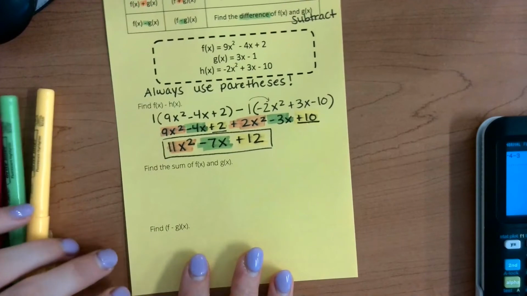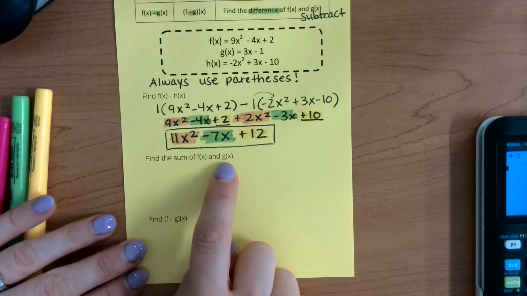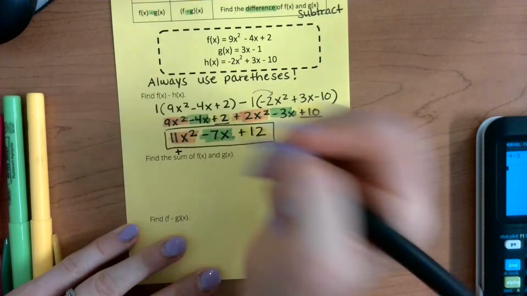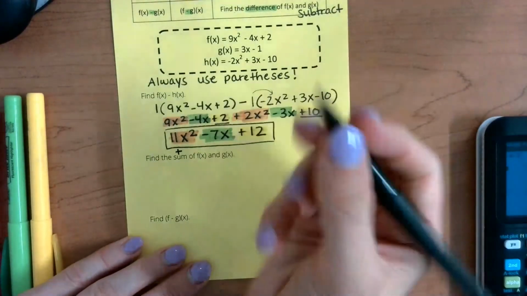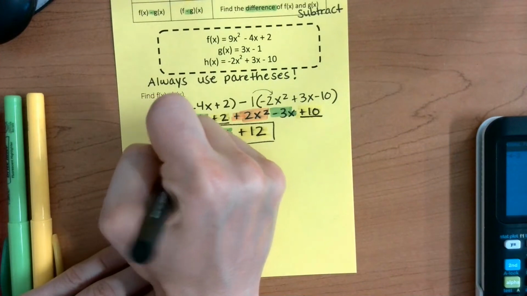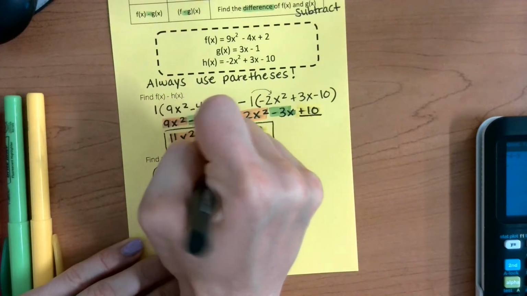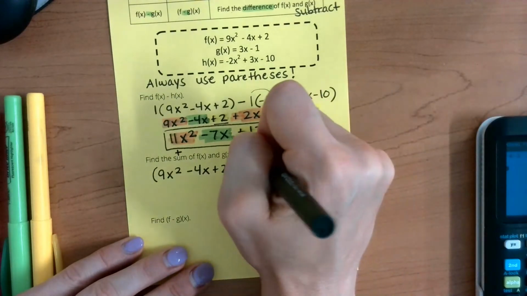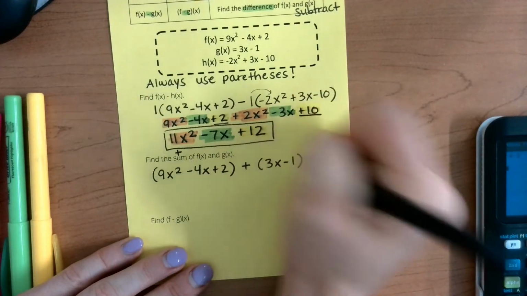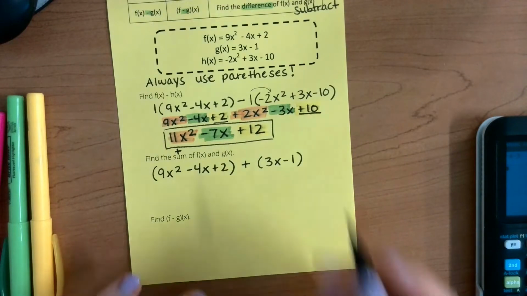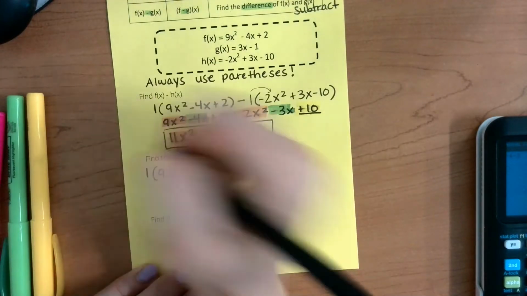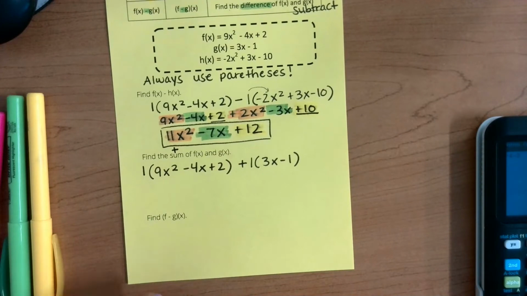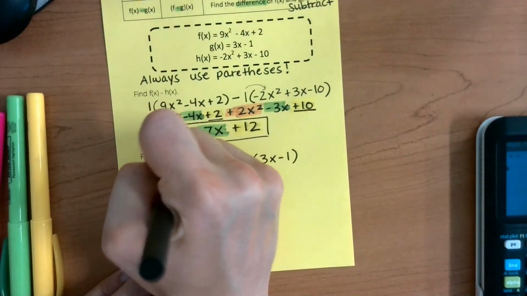All right, find the sum of f of x and g of x. Sum, that means we want to add. So going back up here, put it in parentheses, 9x squared minus 4x plus 2 plus, and then g of x is 3x minus 1. Again, I'm going to put my invisible ones, I'm going to write them in front. These are both positive 1.